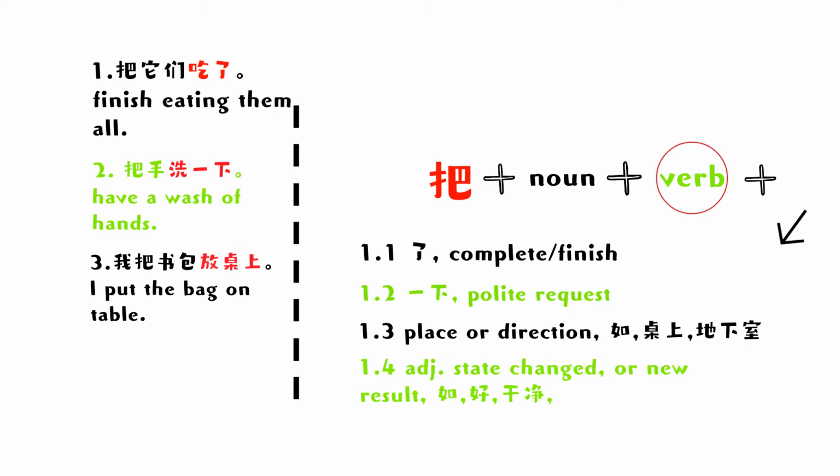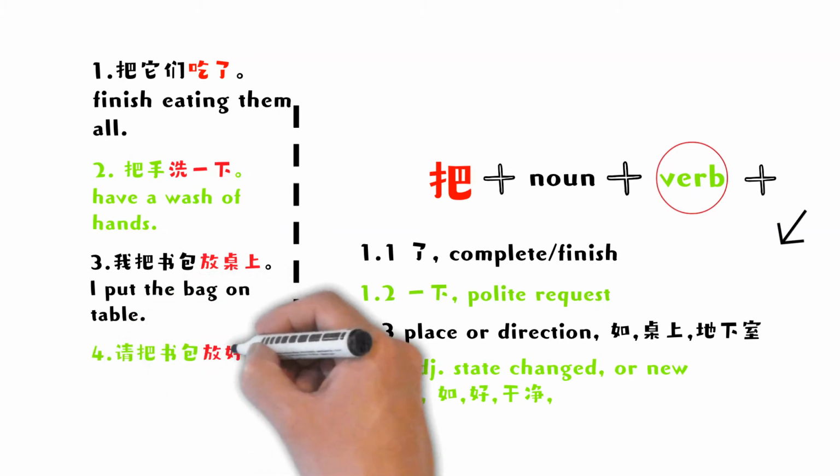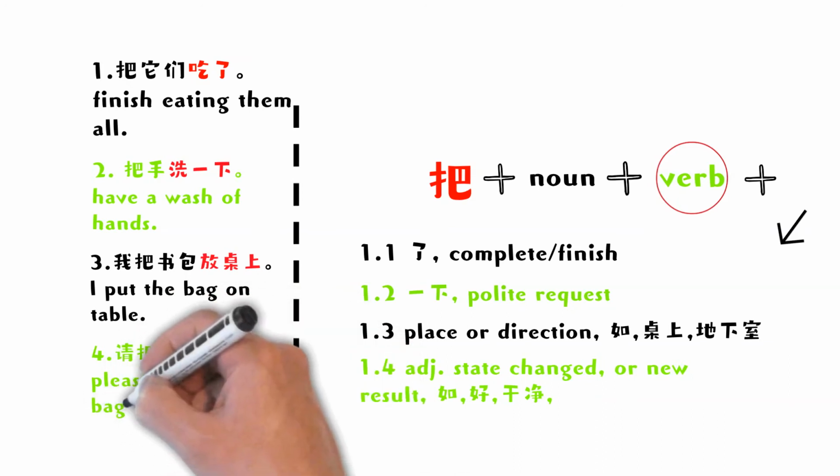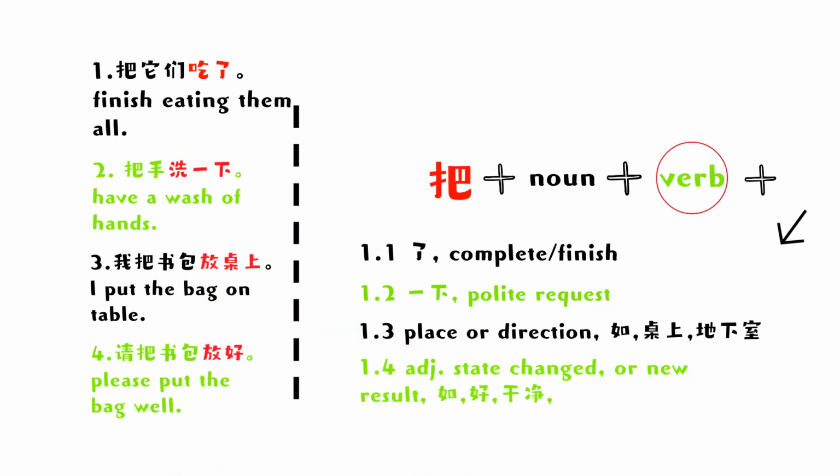For example, number 4, 请把书包放好. The basic structure here is 把书包放, but 放 is still only put. It's stationary, it's not dynamic. So we must have this 好 at the end of the verb 放 to have 放好, to indicate a new state of the 书包.